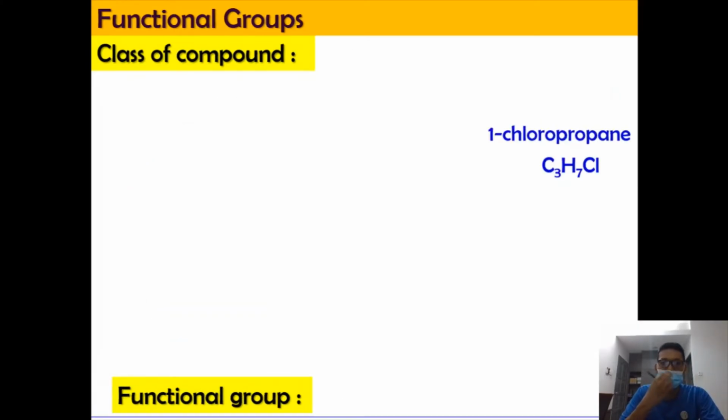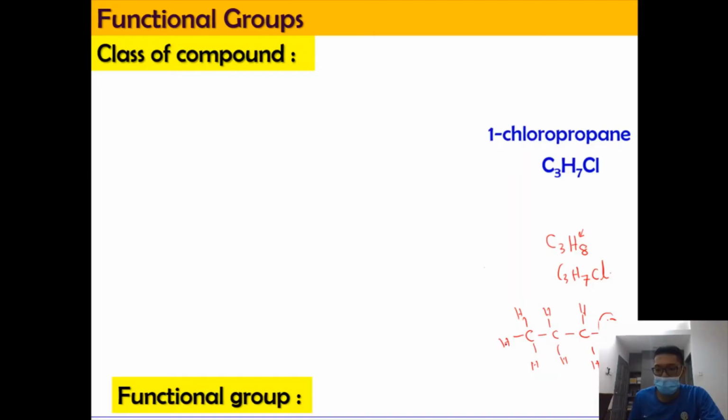Moving on, we will have 1-chloropropane. So 1-chloropropane is basically almost similar to propane, which is C3H8. However, one of the hydrogens is changed to chlorine. So it's going to be C3H7Cl. Alright, so the drawing is going to be similar to an alkane or propane, but one of the hydrogens is going to be changed to chlorine here.